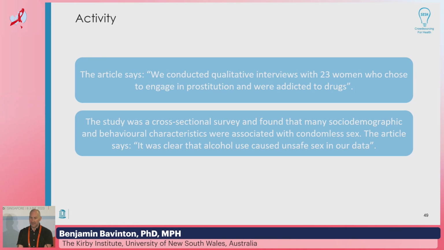This one was a cross-sectional survey and found that many socio-demographic and behavioural characteristics were associated with condomless sex. And then in the discussion section of the article, the researchers say, it was clear that alcohol use caused unsafe sex in our data, and then write a big long paragraph focused almost the entire discussion on alcohol use. Now this is a more complicated one about the stigmatising explanations. So what's going on there? Well, they found a lot of things that were associated with condomless sex, but they chose to just focus on the one, which was alcohol use.